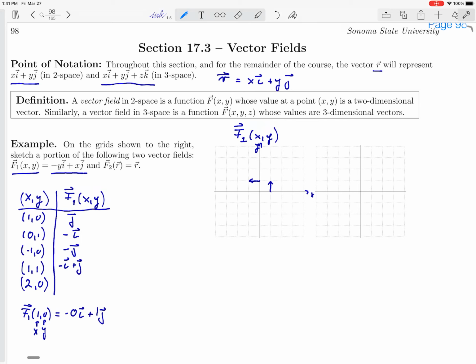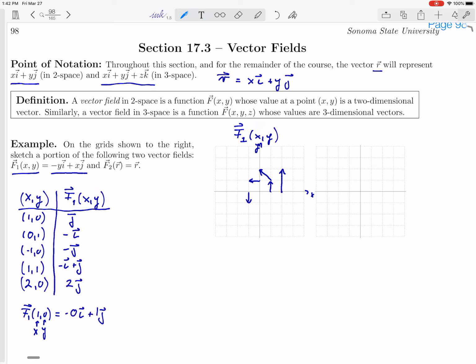So you find that you get minus j at minus 1, 0, and you get minus i plus j when you plug in 1, 1, and you're going to get 2j when you're plugging in 2, 0. So if we draw those in, we get the following vectors. We have minus j over here. We have minus i plus j, that is that little diagonal vector right here. And then we have 2j at the point 2, 0. So that is twice as long, pointing in that direction.